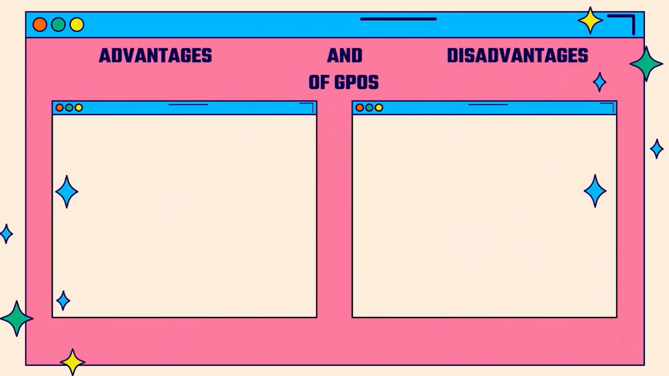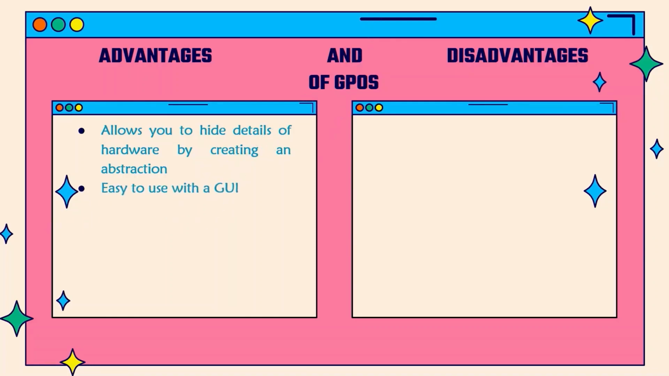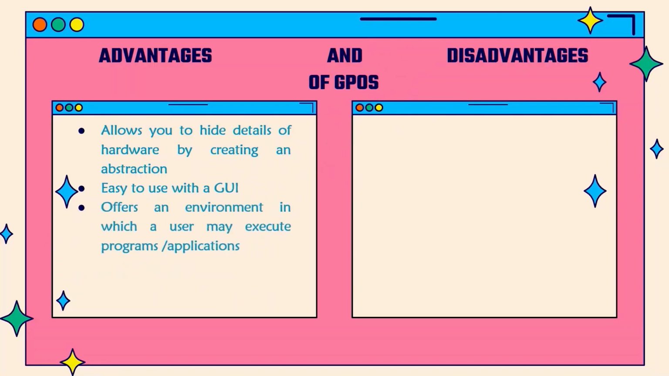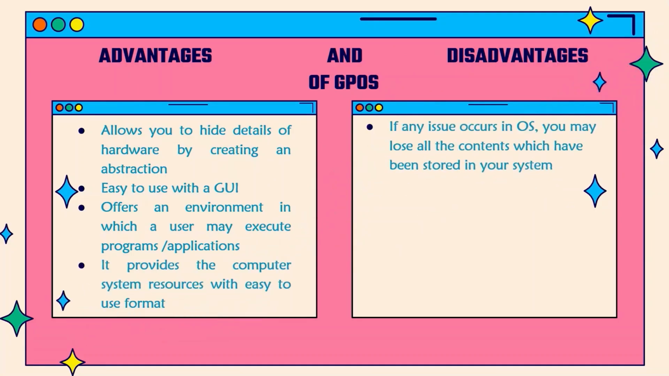Here are a few advantages and disadvantages of a general purpose operating system. Advantages: it allows you to hide details of hardware by creating an abstraction layer between the user and the software. Easy to use with a graphical user interface. Offers an environment in which a user may execute programs or applications. It provides the computer system resources in an easy to use format.